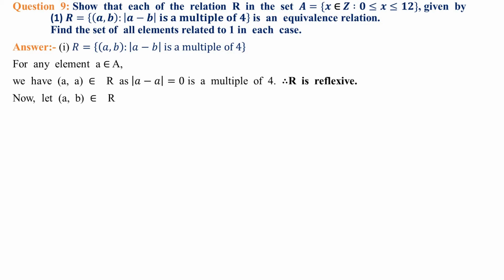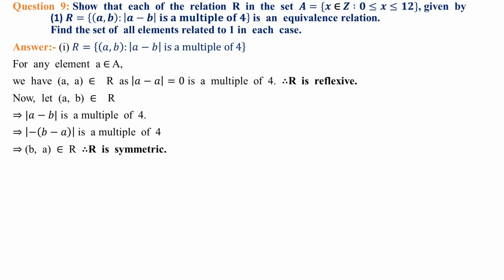Now let (a, b) belong to R. That means modulus of a minus b is a multiple of 4. Taking minus common, modulus of b minus a is a multiple of 4. So (b, a) belongs to R. So therefore R is a symmetric relation.